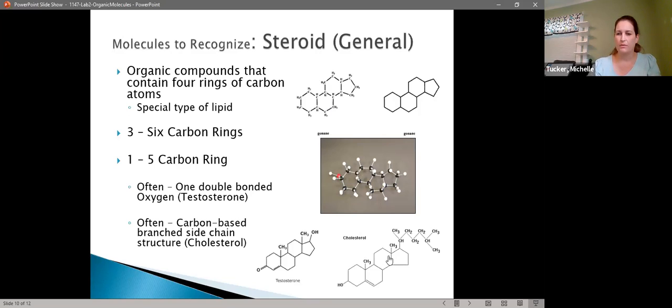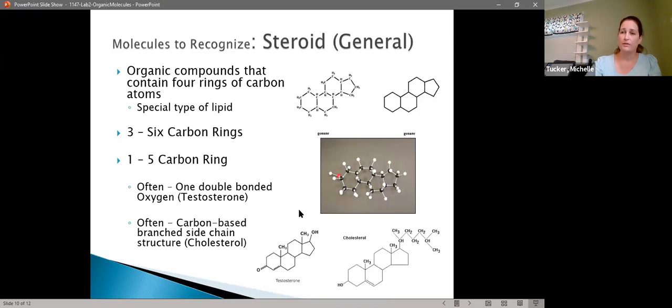They are modified by what we stick off of these rings. And so this cholesterol has a very highly branched tail to make it rigid in membranes. We also have our steroid hormones, estrogen and testosterone. They have very small modifications off of those.